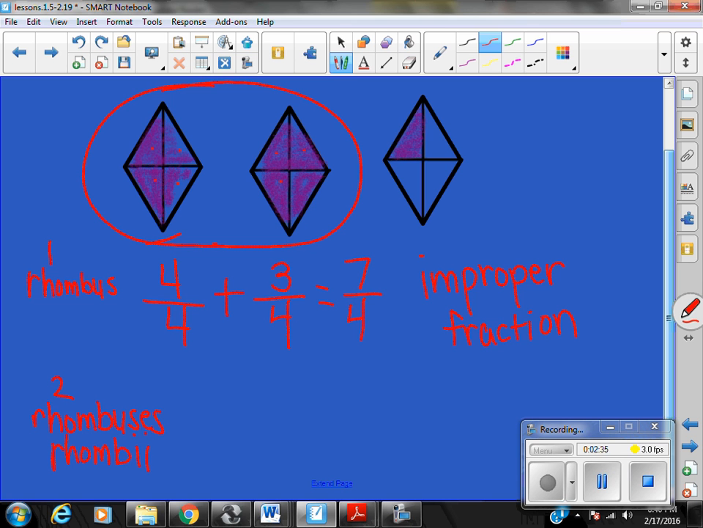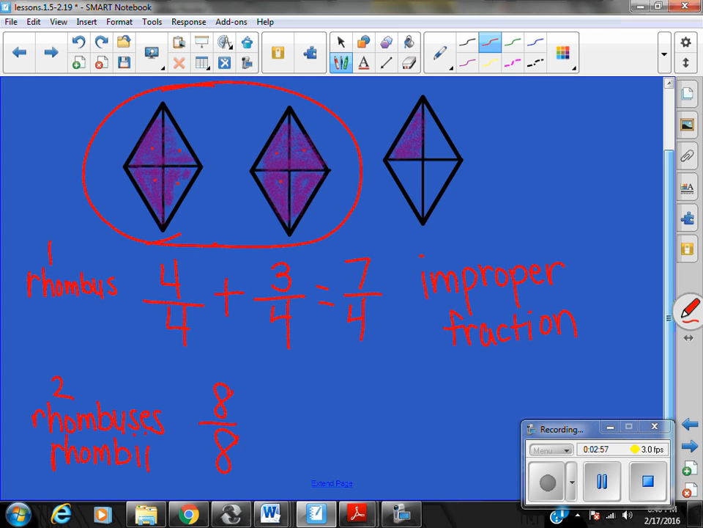But if I'm saying that 2 rhombuses are my whole, then I have to count how many parts the whole is broken into. And between the 2 rhombi, I have 8 equal parts. So that is my denominator in this case when 2 rhombuses are my whole. How many parts are shaded? Well, when I look at the 2, I can see that 8 parts are shaded.